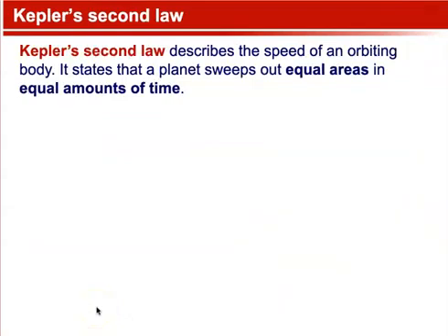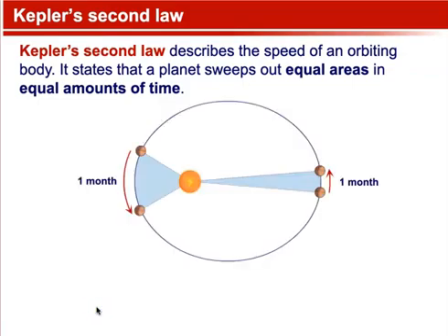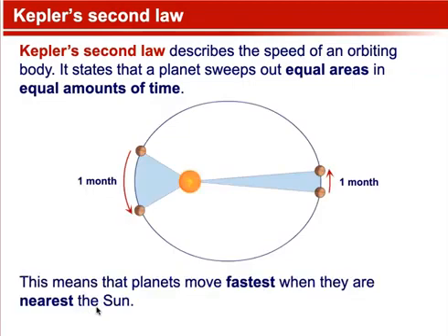Kepler's second law. Kepler's second law describes the speed of an orbiting body. It states that a planet sweeps out equal areas in equal amounts of time. This means that planets move fastest when they are nearest the Sun. Equal areas, equal time.